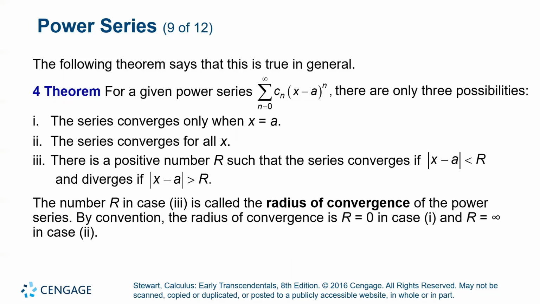Number 3 says there's a positive number, capital R, such that the series converges if the absolute value of x minus a is less than that number and diverges if it's greater. This number, capital R, was chosen because we call it the radius of convergence. If you think about it, it defines an interval because of the absolute value and the inequality. So R is called the radius of convergence, and that leads to an interval of convergence. In the first part of the theorem, in number 1, the radius of convergence is 0. And in number 2, it's the opposite: the radius of convergence is infinity.